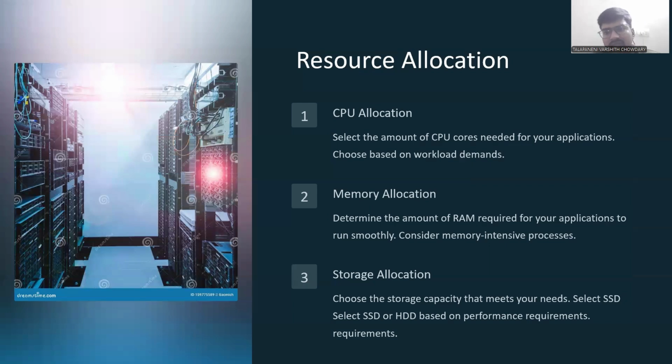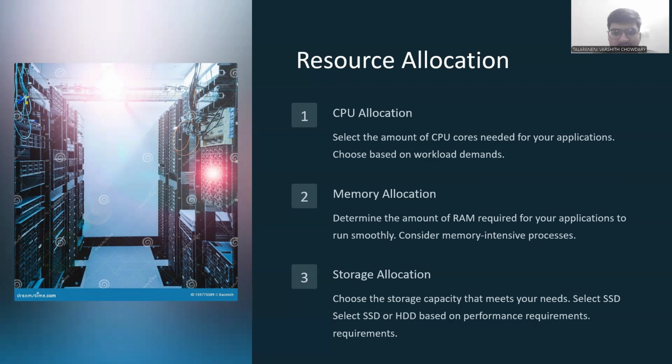Coming to resource allocation, these are all the allocations which we can do in DigitalOcean. That is CPU allocation, the number of cores we want for our applications. If you have a very high running web app or server, you can choose many cores. So it depends on the workload actually.